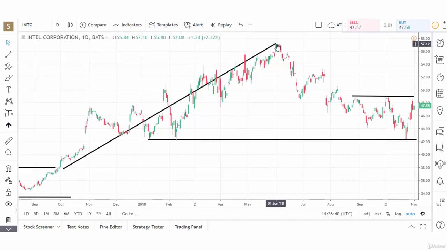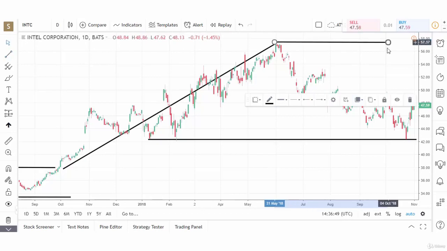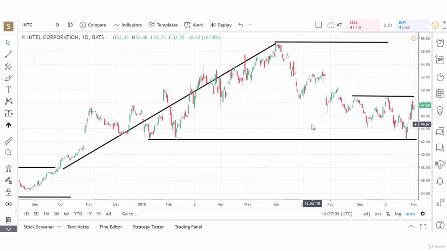Our major resistance level at this point would be the high that the stock reached just below 58. So there we have an example of a major and minor resistance level early in the chart. We saw a break of the resistance level and the stock move up strongly to this 58 level.